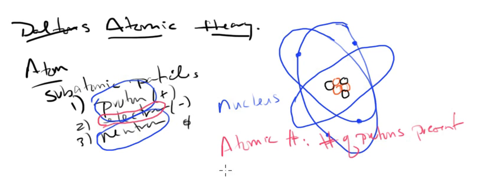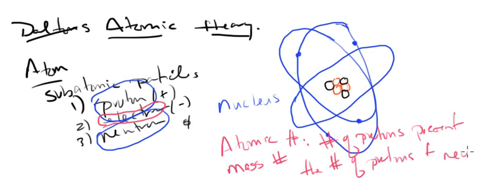So the atomic number is the number of protons, and then we have the mass number, and the mass number is the number of protons plus neutrons. You can also think of the mass number as the atomic mass, or the atomic mass units, and we're going to see about that in a little bit.